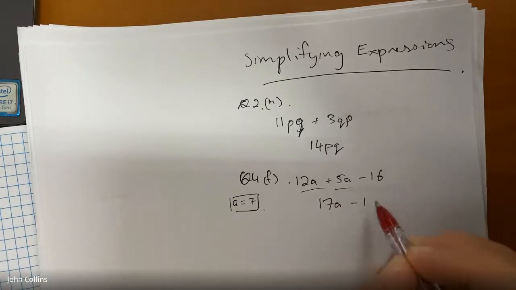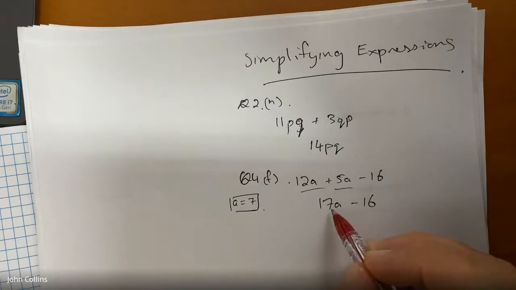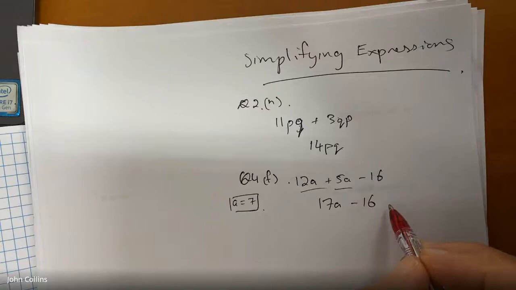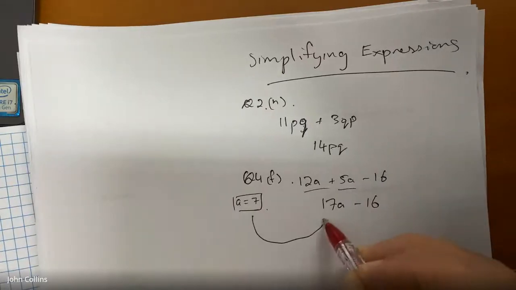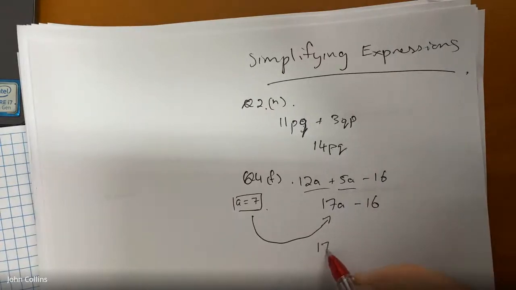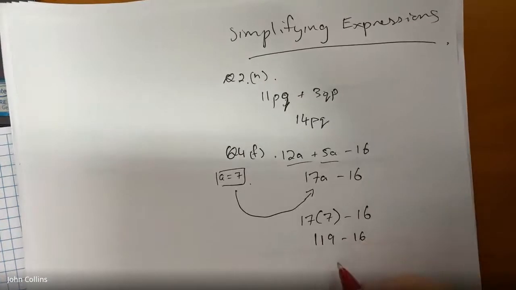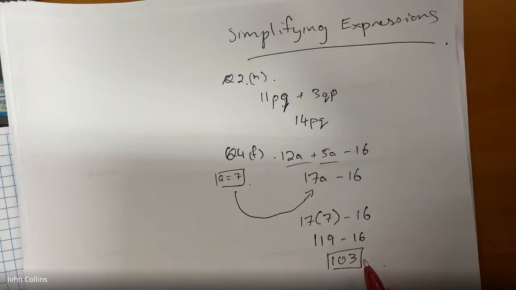Minus 16 cannot be subtracted from 17. No, it can't. They are not the same term. So it's just 17a take away 16. Then I could substitute my 7 in for a. 17 times 7. So 17a is 17 a's, and a is 7. And then I can either do this in my head or multiply out the long way, and it's 119 take away 16, and that gives an answer of 103. That's my answer to that one.